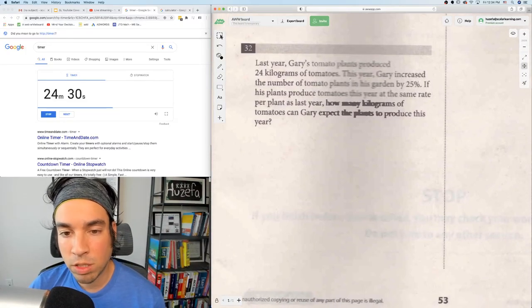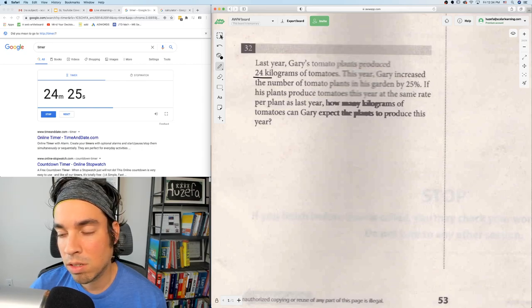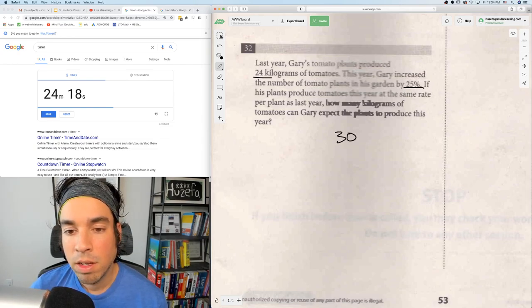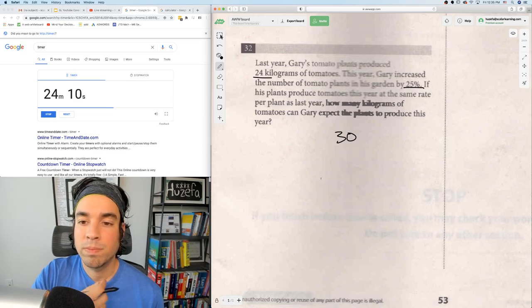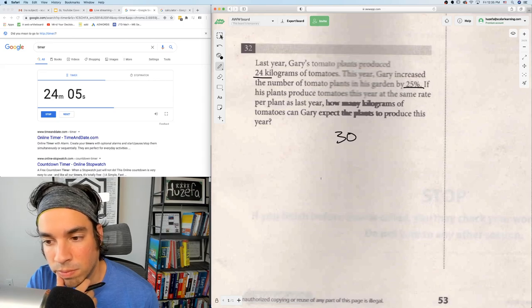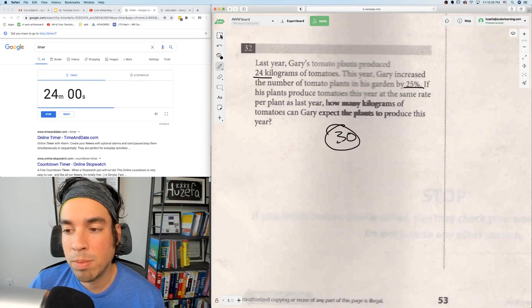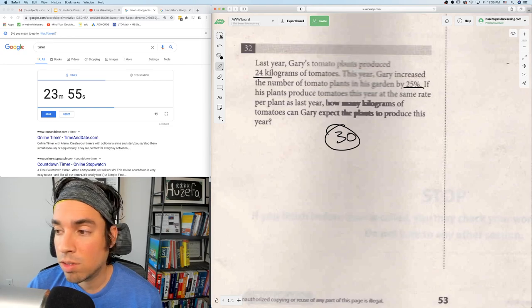Last year, Gary's tomato plants produced 24 kilograms of tomatoes. This year, Gary increased the number of tomato plants in his garden by 25%. So 25% of that is 1/4, which is 6, so now it's 30. If his plants produced tomatoes this year at the same rate per plant as last year, hold on. It's 30. It's just 30 because they're producing the same amount, but 25% more. That's it. We said 25% of that is 6. Add that on, it's 30.